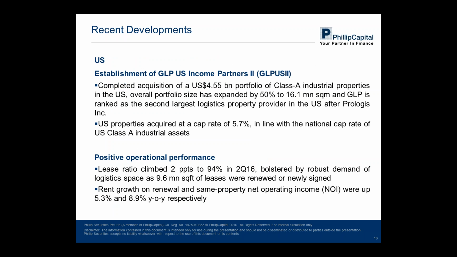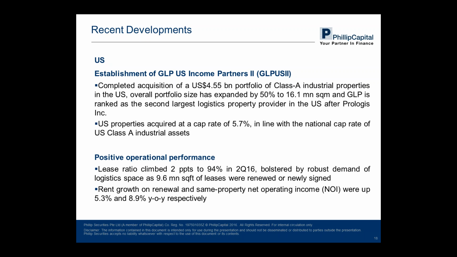They established GLP US Income Partners 2, which represents the second tranche of investments where they directly acquired a US REIT comprising $4.6 billion of Class A industrial properties. And this overall portfolio size has expanded GLP US size by 50% to 16.1 million square meters. And with that acquisition completed, GLP is ranked as the second largest logistic provider in the US after Prologis. These properties were acquired at a cap rate of 5.7%, and it was in line at the point of time with the national cap rate.